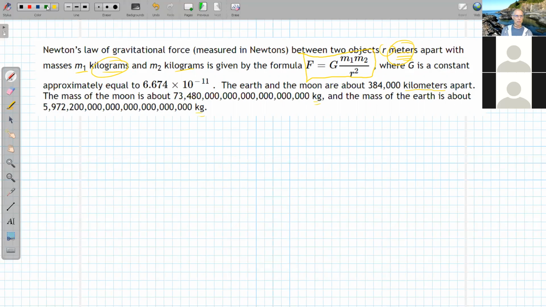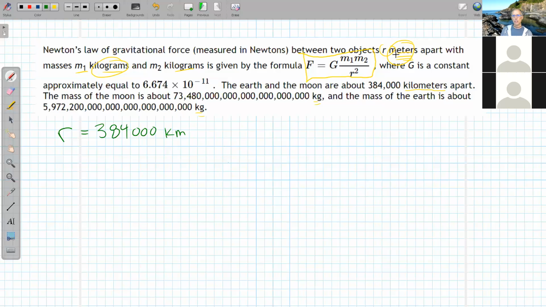Let's make sure we have stuff right. Since the Earth and the Moon are about 348,000 kilometers, let's deal with that. So R equals 384,123 kilometers, however you want to say it.